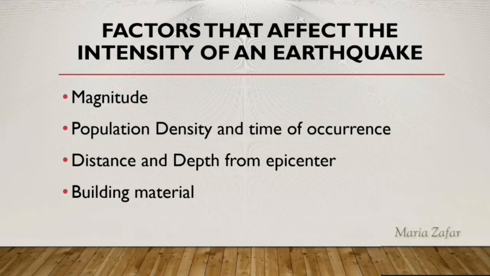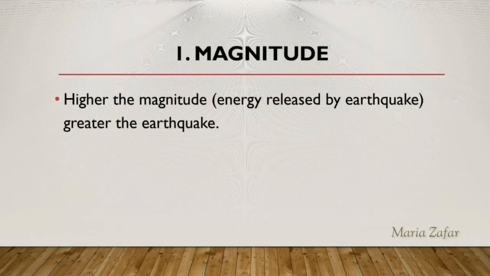The first one, magnitude. The second, population density and time of the occurrence. Third, distance and depth from the epicenter. And the last one, building material. Magnitude means the energy released by the earthquake. When the energy increases, the damage increases. The higher the magnitude, the greater the earthquake.